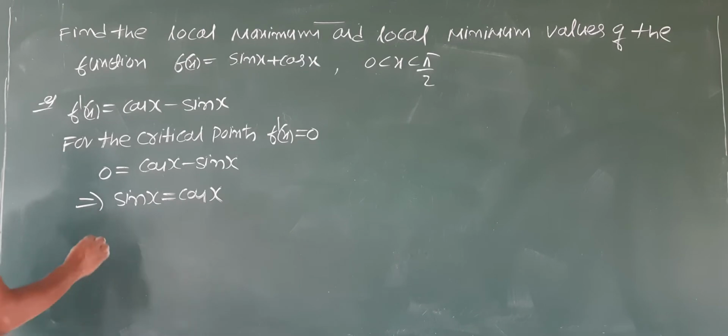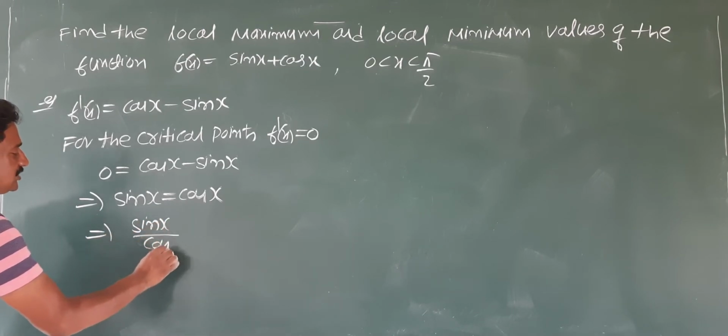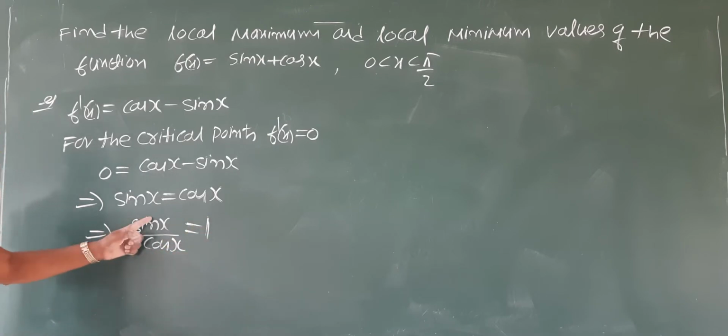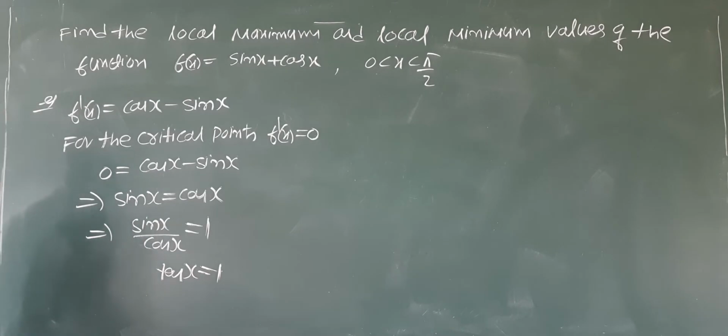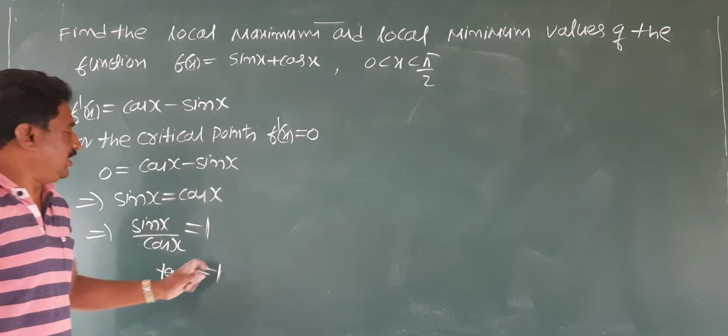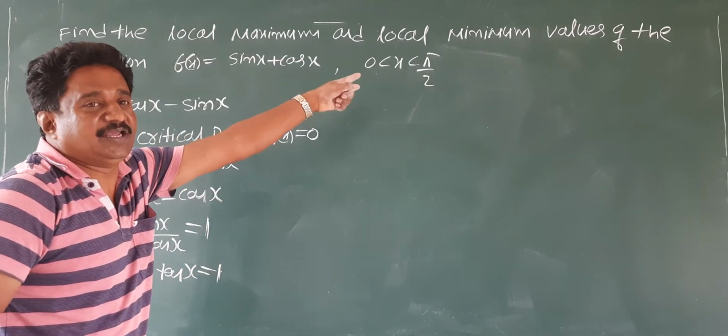Bring that cos x down. So sin x by cos x is equal to 1. What is sin by cos, students? Tan x is equal to 1. First quadrant x value required.